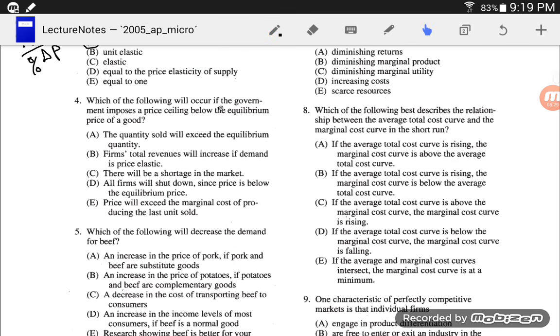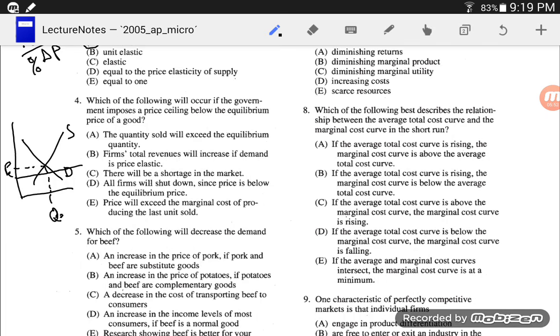Which of the following will occur if the government imposes a price ceiling below the equilibrium price of a good? Well, if they price it below, I'm just going to quickly draw a demand and a supply, then that ceiling is in fact going to be an effective ceiling because it's not going to allow the price to get up to the equilibrium price.